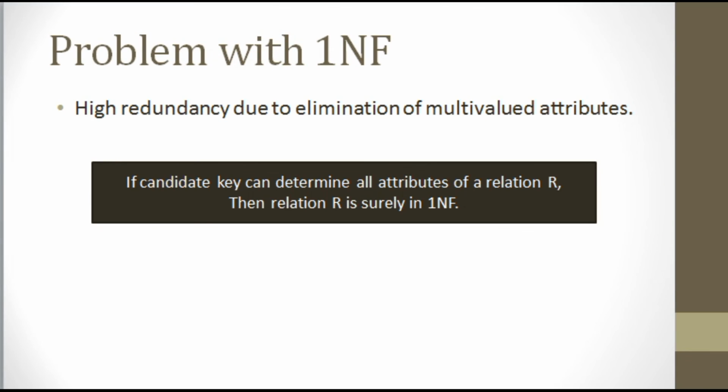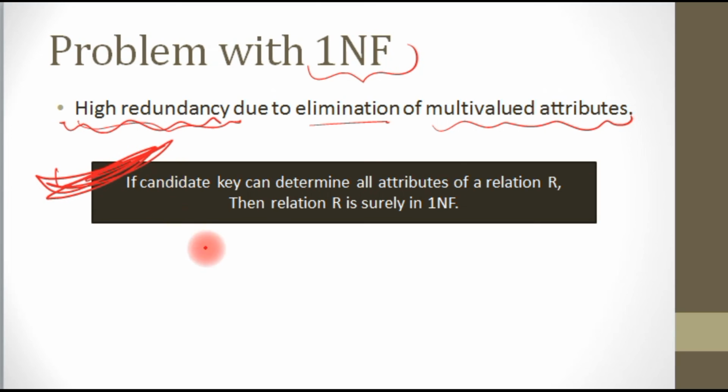So what is the problem with first NF? After converting a relation into first NF, we have high redundancy. When you eliminate multi-valued attributes in a relation, then it becomes highly redundant. So the point to remember is that if the candidate key can determine all the attributes of a relation R, then relation R is surely in first NF. And if the relation is not in first NF, then if the undetermined attribute is made part of the candidate key, the relation will be in first NF.